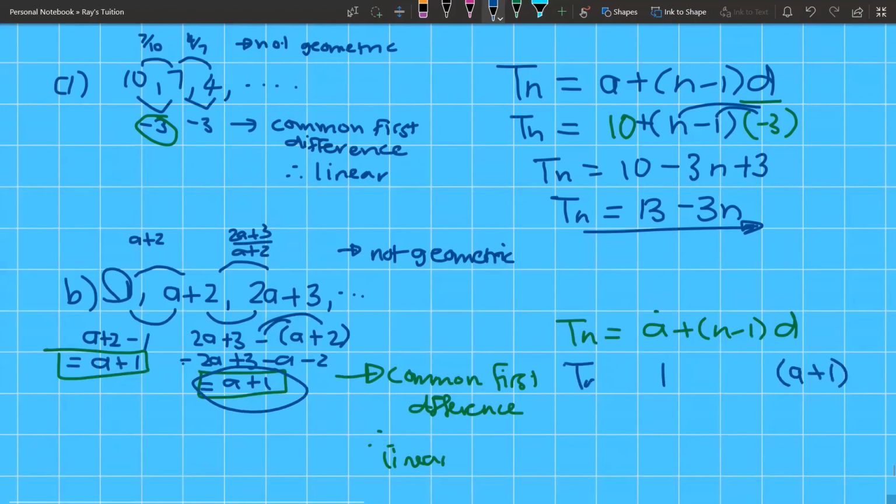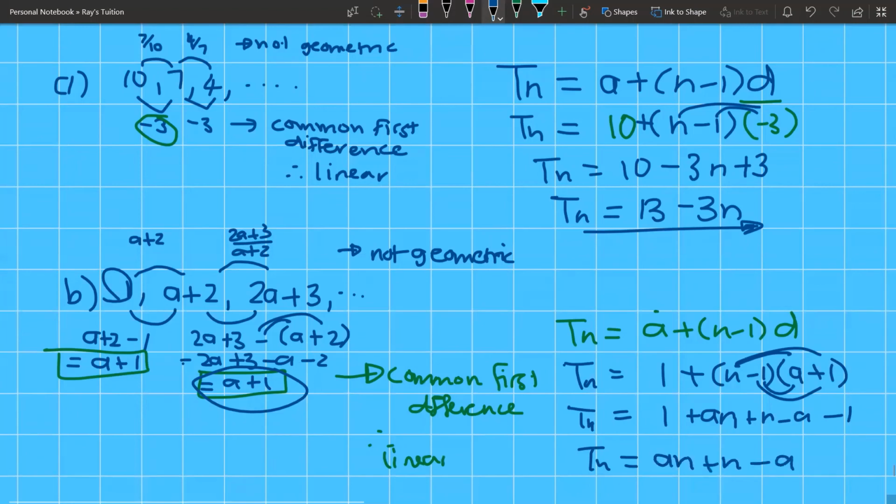Okay, then what we're going to do is we're going to solve. This here is just a normal binomial times a binomial, so we're going to FOIL it or doubly distribute. So this here becomes na plus n minus a minus 1. And if we then simplify that, the ones cancel, and then we have an plus n minus a. And that's probably the simplest you can write it.